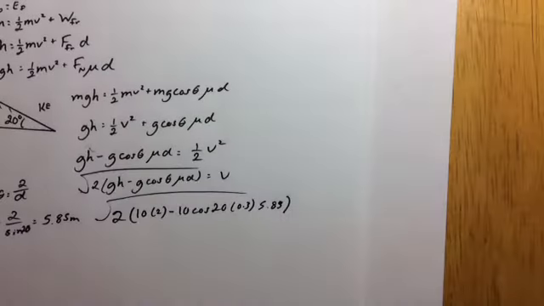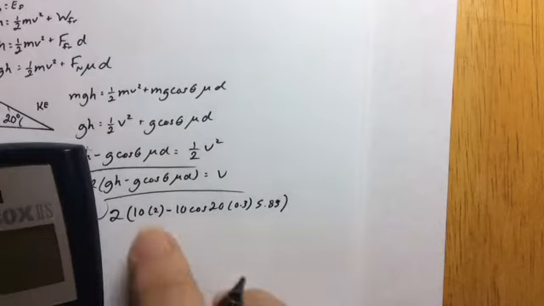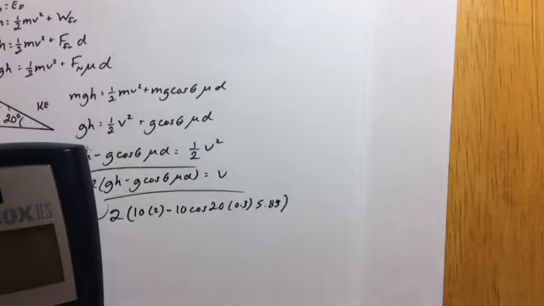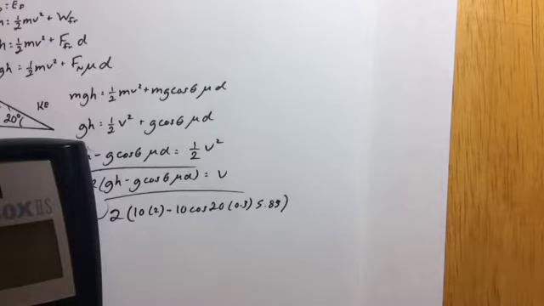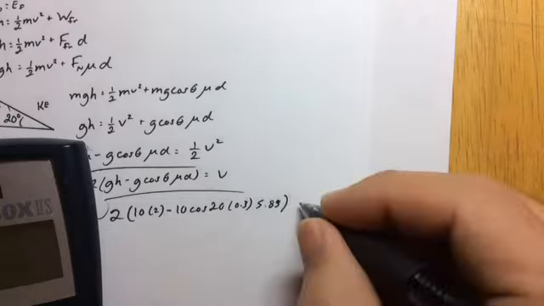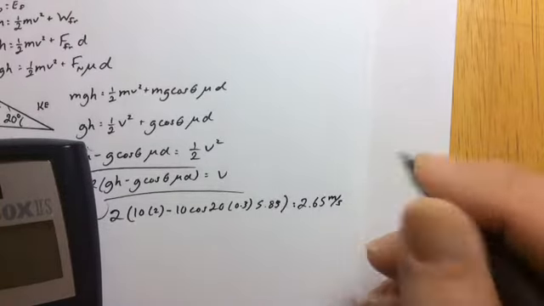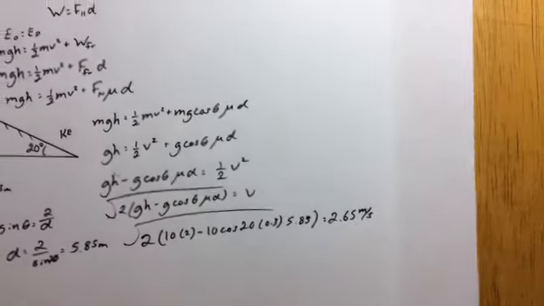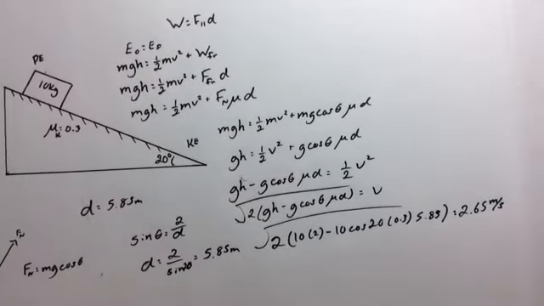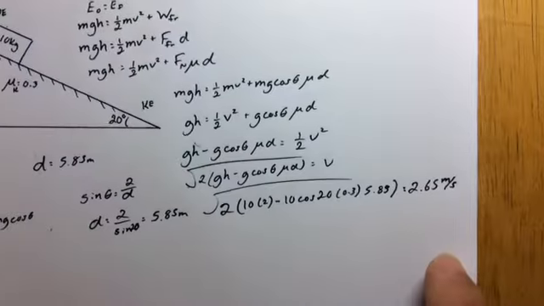So let's see what we get. I'm going to take the inside first. So 10 times 2 is 20 minus 10 times cosine of 20 times 0.3 times 5.85. Hit enter. Multiply that by 2, and then I'm going to square root it. So this is all equal to 2.65 meters per second. So we just found the energy at the very bottom, or rather the velocity at the very bottom.